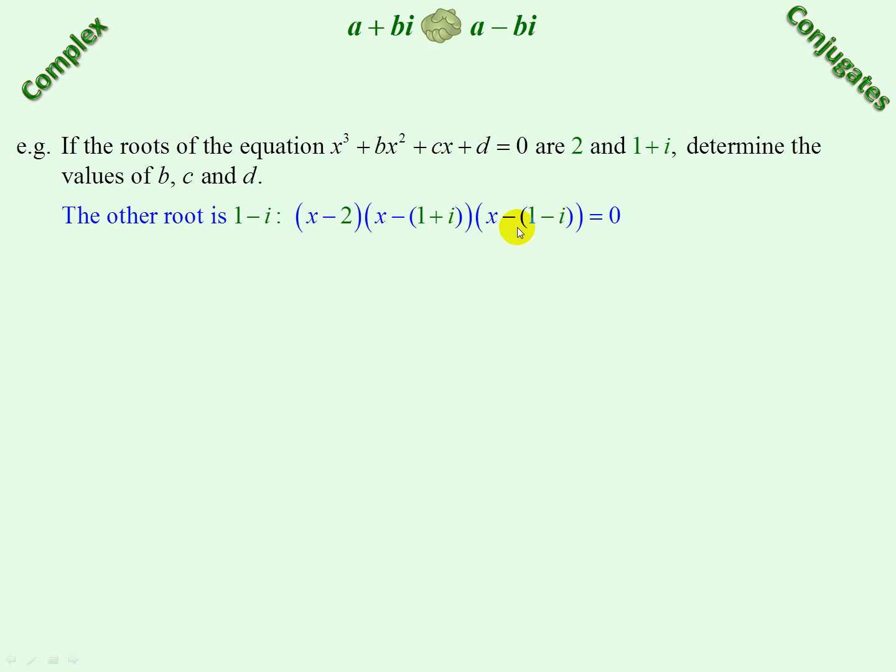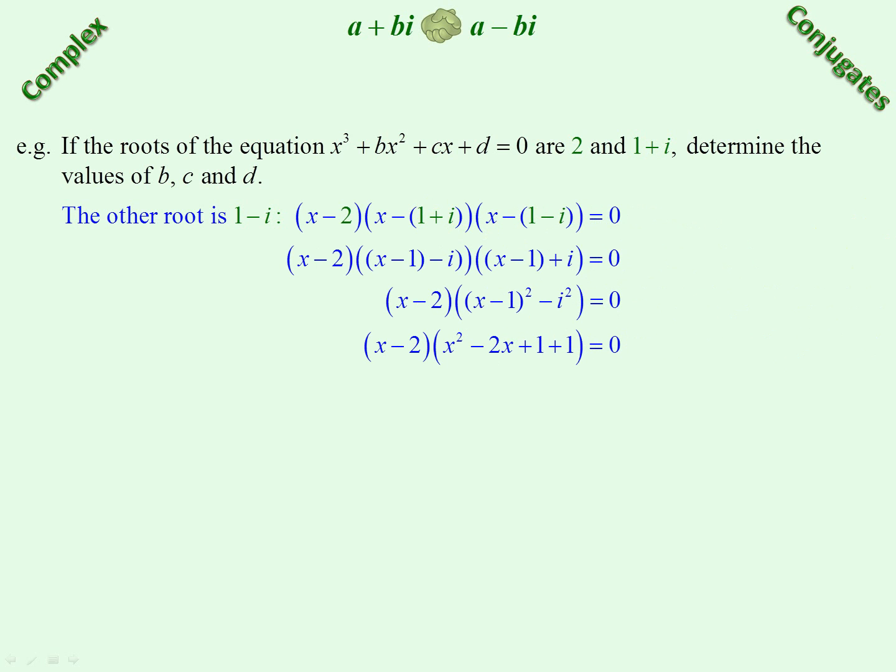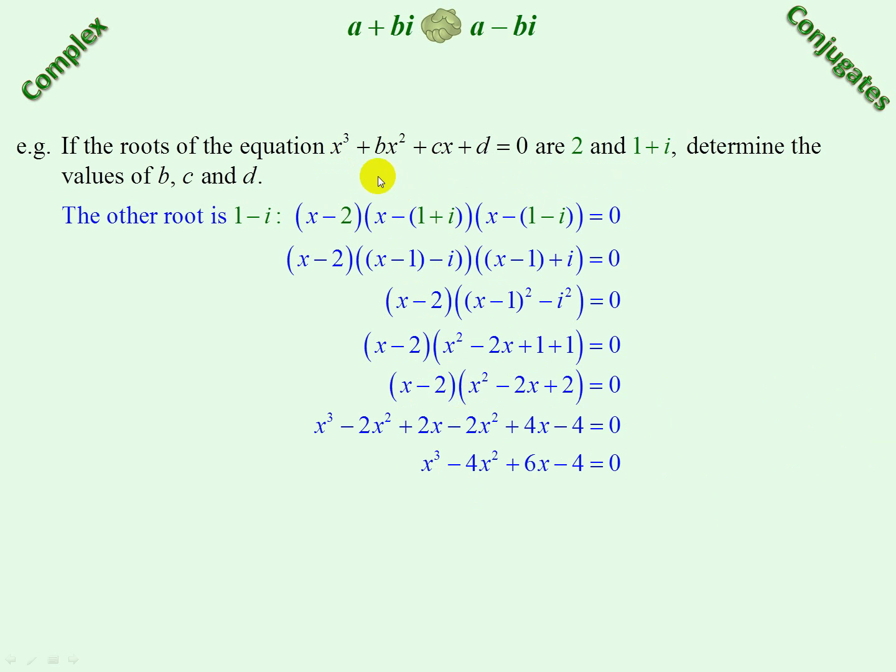Let's deal with these two brackets first, as we've done in the previous screens. Difference of squares, simplifying to there. Now we can multiply out. x multiplies everything and -2 multiplies everything. And that simplifies to that equation there. Now note it's matched x cubed, so therefore we can match exactly b to -4, c to +6, and d to -4.